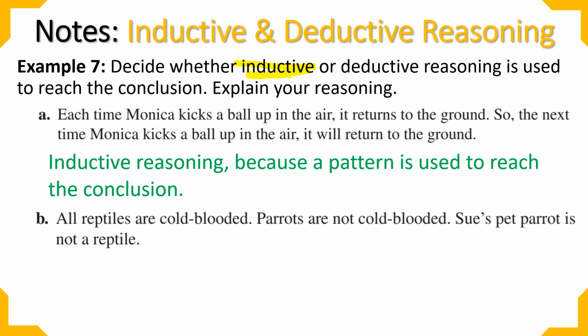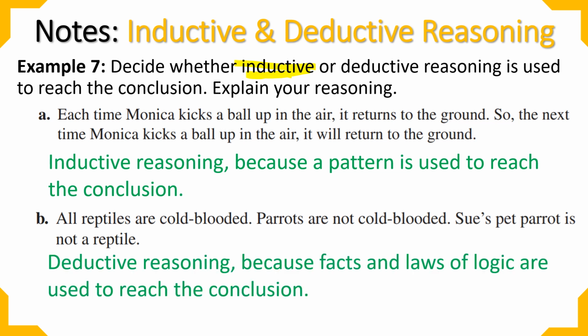Now in part B, all reptiles are cold-blooded. Parrots are not cold-blooded. Sue's pet parrot is not a reptile. Now you'll notice that these are all facts. These are statements of truth. Therefore, this is deductive reasoning because facts and laws of logic are used to reach the conclusion.